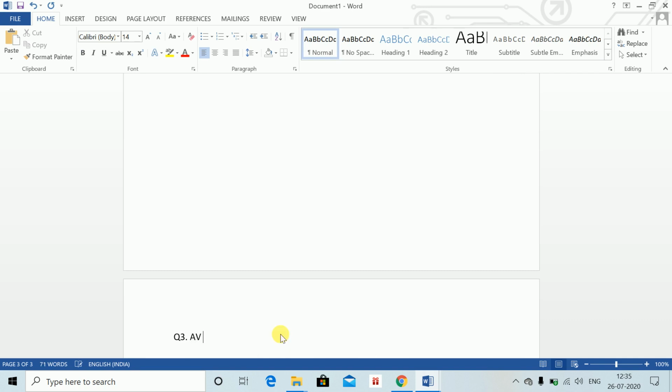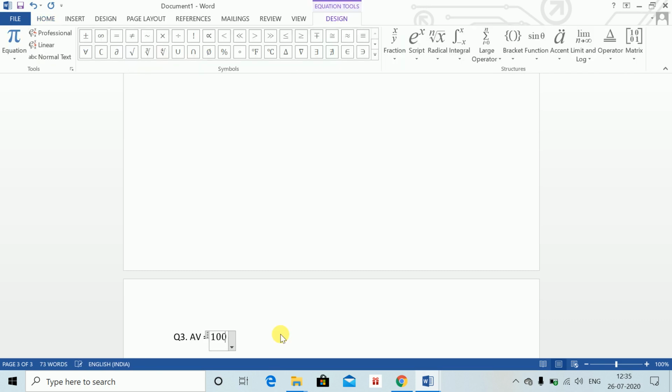AV is equal to 100 e to the power of 0.5, and then we need to write delta, with the backslash delta command. Then you can put in your values: 100 e to the power of 0.5 × 0.05. This is equal to 102.53.